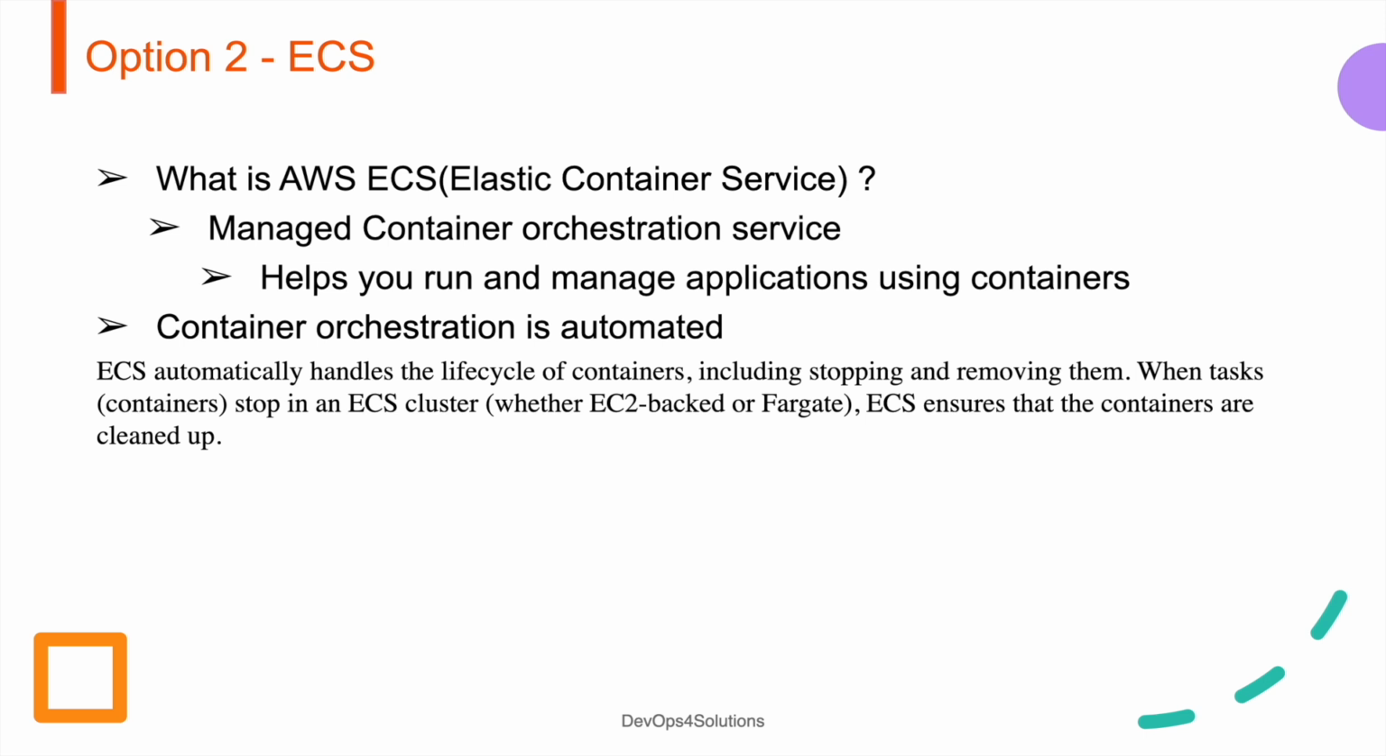What does that mean? This is the concern when you deploy something on an EC2 instance. In ECS, it is automated. So basically, ECS automatically handles the life cycle of containers, including stopping and removing them. Or when something happens to your task, they stop. ECS ensures that containers are cleaned up also. So the cleaning up process is also automated.